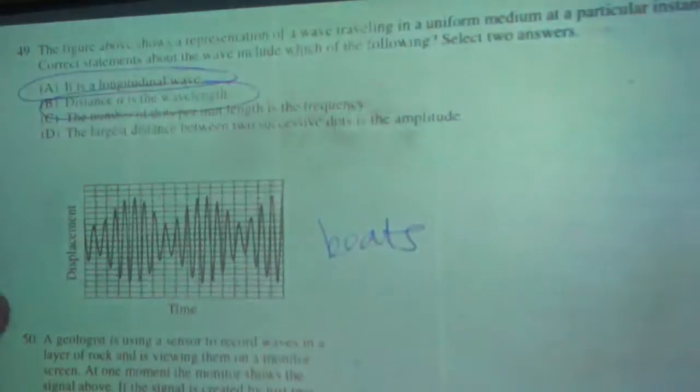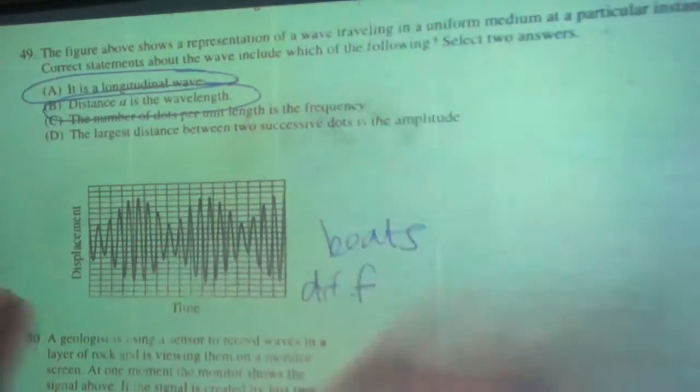A geologist is using a sensor to record waves in a layer of rock and viewing them on a monitor screen. At one moment, the monitor shows the signal above. It is created by two traveling waves. What can be concluded about the waves? Well, clearly we're getting these beat frequencies. We're getting beats. So you only have beats if you have different frequencies. So for sure they have different frequencies.